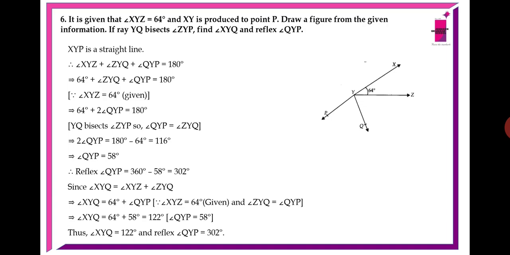It is given that angle XYZ equal to 64 degrees and XY is produced to point P. Draw a figure from the given information. If ray YQ bisects angle ZYP, find angle XYQ and reflex of QYP.